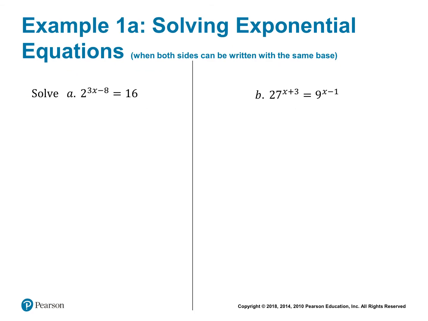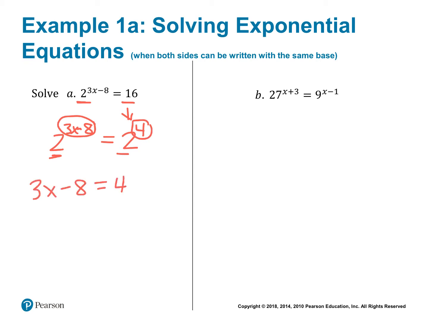Okay, so for example, this one we have a base of 2 and a base of 16. Now we know that the number 16 can be written with a base of 2 because we can write it as 2 to the 4th. So now I'll write 2 and then bring down the 3x minus 8 that we had. So now that the 2's are the same, we can set this equal to this. So we have 3x minus 8 equals 4. Then we add the 8 to get 3x equals 12. Divide by 3. So x would equal 4.